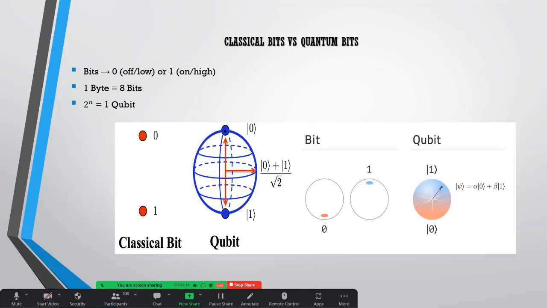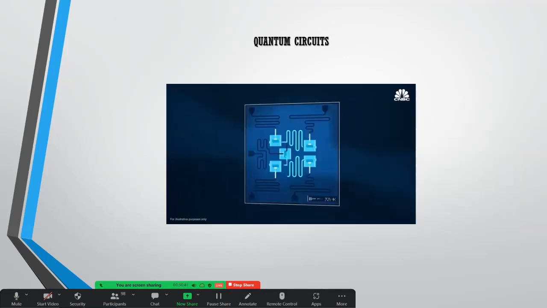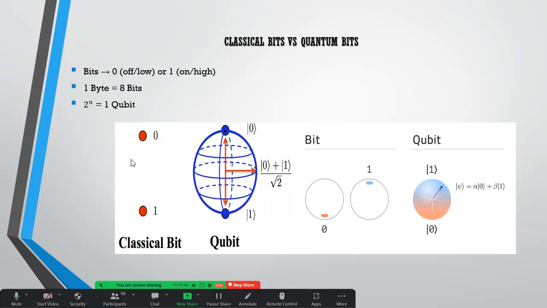In a pure qubit state, where we can see this equation over here. In this equation, we can see A and B are complex variables, such that it gives... Now we got to know the difference between classical and quantum bits.